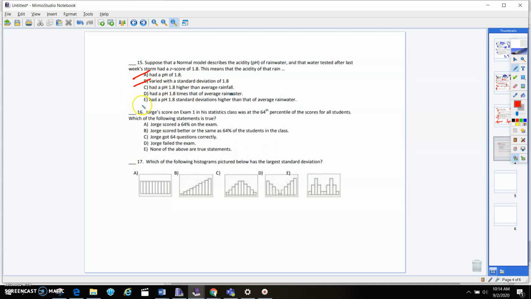Okay? So this one, it's going to be E, because when you do the z-score, you're going to use x minus x bar, which is the mean, and then divided by the standard deviation. Okay, if you got 1.8, 1.8 is going to be the standard deviation, which is how high this number is going to be in correspondence to the mean. Okay.